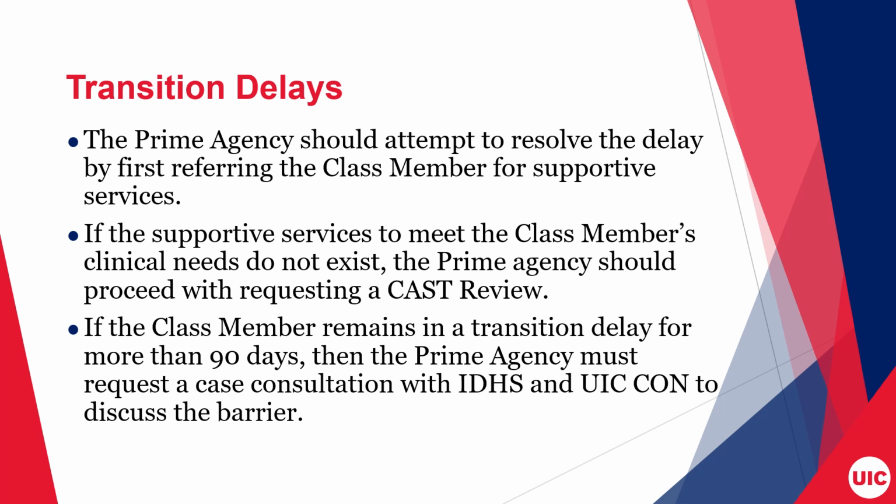The class member should receive their transition delay goals in writing. A copy of this letter must be uploaded to the web app. These goals should also be identified in the current comprehensive service plan. If a prime agency cannot resolve a transition delay because the supportive services to meet the class member's clinical needs do not exist, the prime agency should proceed with requesting a CAST review. If the class member remains in a transition delay for more than 90 days, then the prime agency must request a case consultation with IDHS and UIC-CON to discuss the barrier.